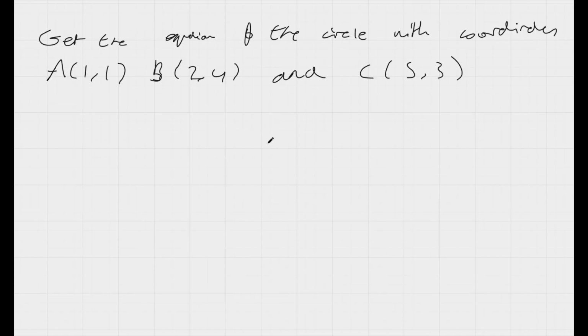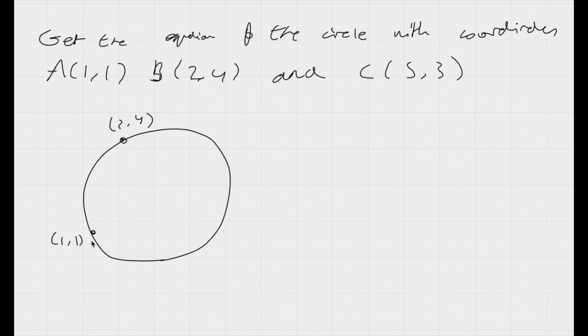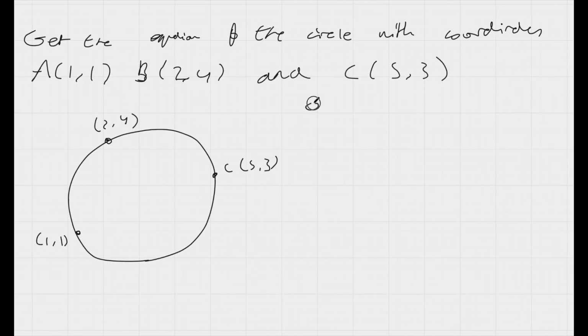I'm gonna do this not geometrically, but to give you an idea, you have a circle here. Label point A as 1, 1, B as 2, 4, and C as 5, 3. Your first step is to find A to B.